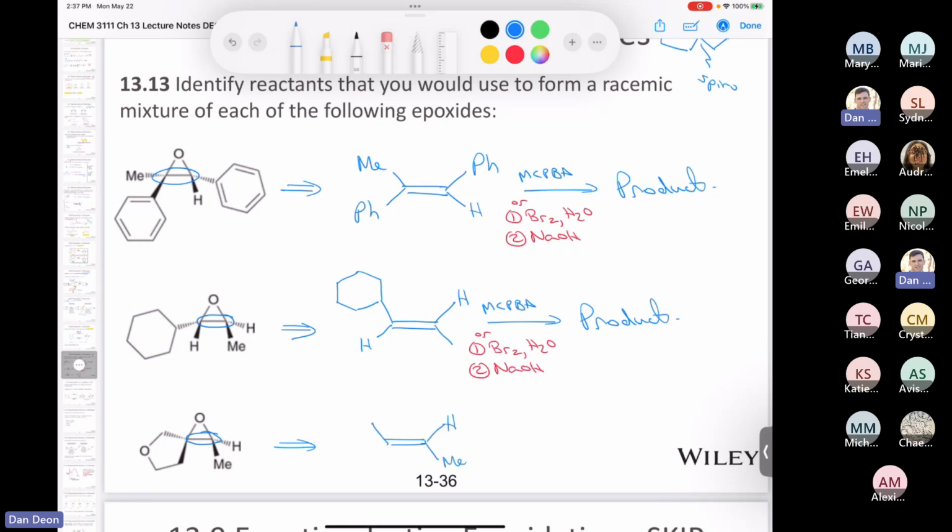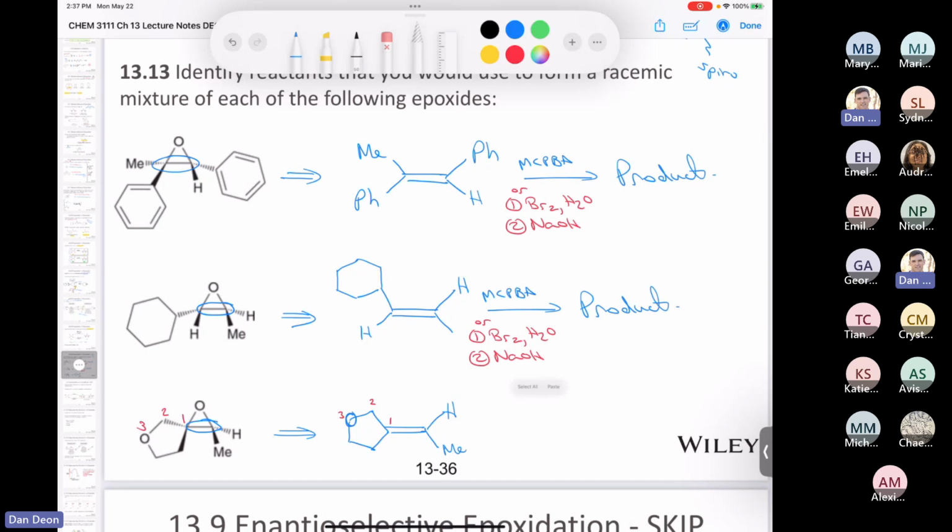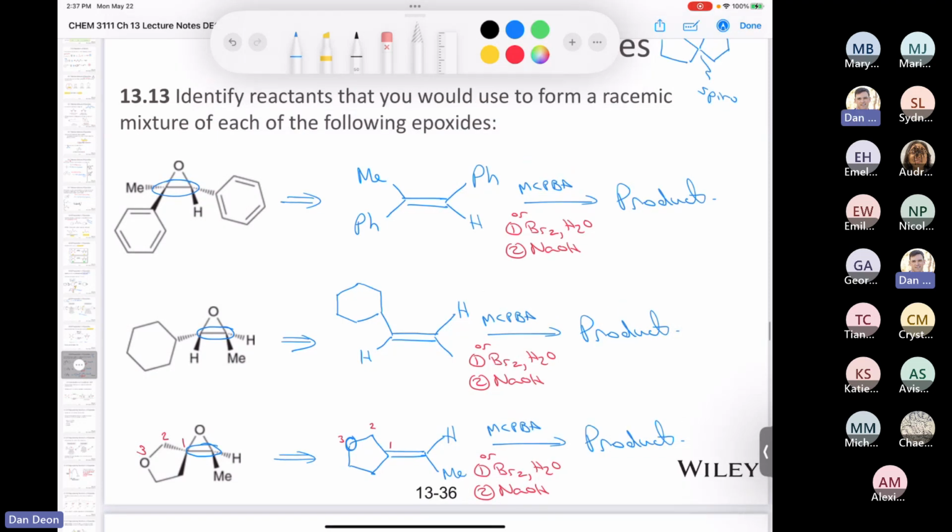And then you just have to make the five-membered ring. 1, 2, 3, 4, 5. And you have to figure out where the oxygen is. So if you start from the back, 1, 2, 3, the oxygen would have to be at this position. If you put it where the fourth carbon is, that would be wrong. You've got to put it in that specific position, and then the same old conditions, either MCPBA or bromine and water followed by sodium hydroxide, is going to give us our product. So there you go. That's how you form an epoxide.